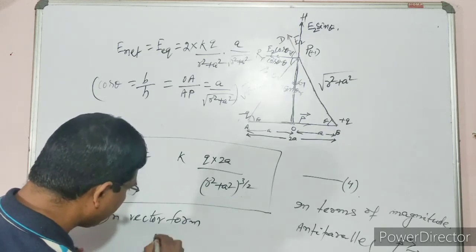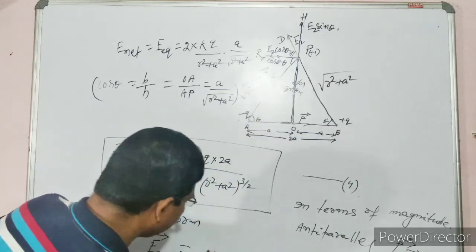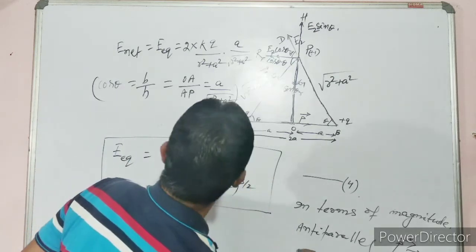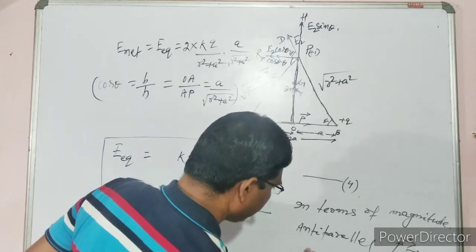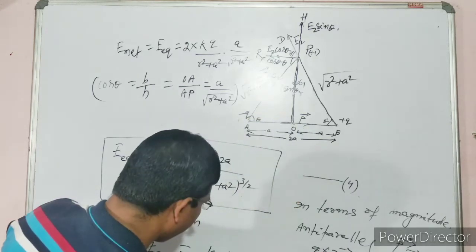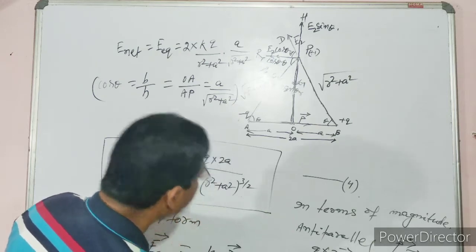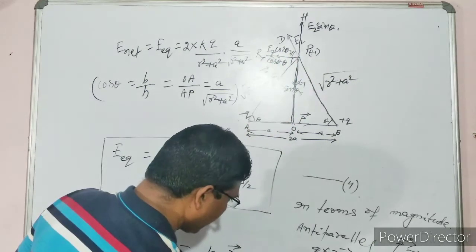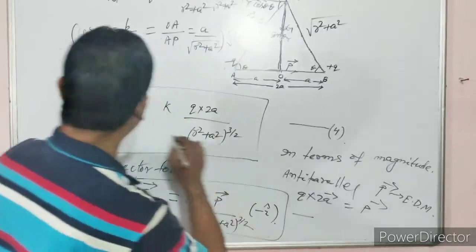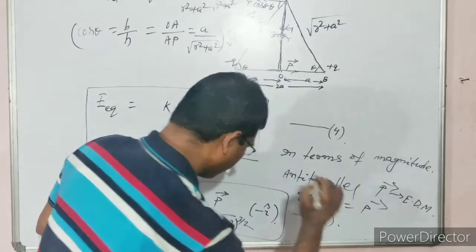E equatorial, give direction, then it is as it is. You can write the same thing, K Q into 2A. What you are getting? That is P. So as you know, it is K Q into 2A, and 2A, it is P. So you can write K P by (R square plus A square) to the power 3 by 2, and the direction is towards left, so it is minus i cap. This is the expression of electric field on an equatorial line due to an electric dipole in vector form. Equation 5. Clear?